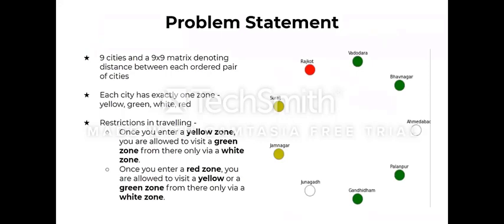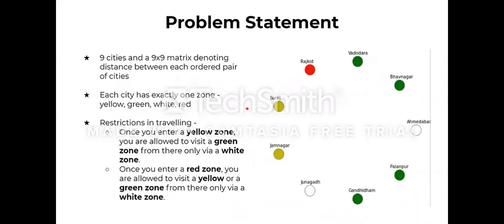Let us have a look at the problem statement. We are given 9 cities and a 9 cross 9 matrix denoting the distance between each ordered pair of cities. We need to find a path that covers all the cities and is of minimum cost. We are also given that each city has exactly one zone out of yellow, green, white or red, as shown in the figure on the right.